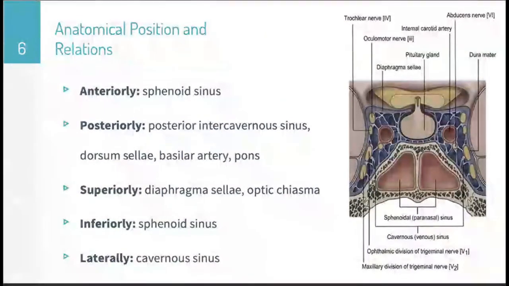You need to know all the structures that are within your cavernous sinus. They love to ask questions on that, especially in your spotters. I don't know if you still have those, but yes, your cavernous sinuses are lateral to your pituitary fossa, and they contain the third, the fourth, and the sixth cranial nerves, as well as your internal carotid arteries.